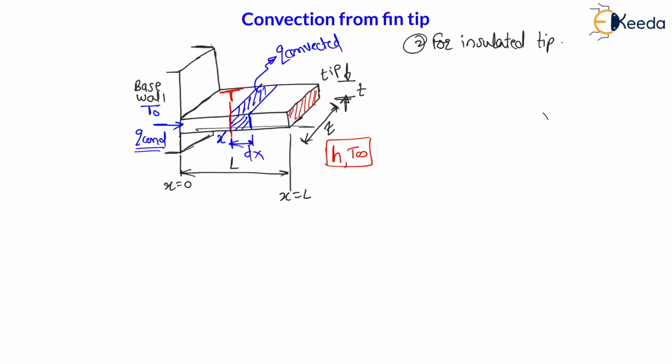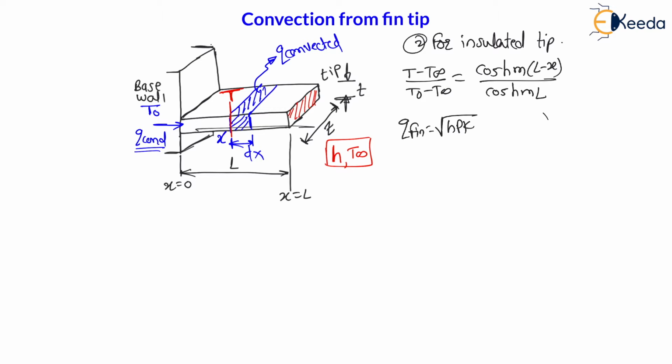For insulated tip, (T minus T infinity) divided by (T naught minus T infinity) will be equal to cosh m(L minus x) divided by cosh mL. That expression we have seen, as well as the heat transfer through the fin will be equal to under root hPkA into (T naught minus T infinity) into tanh mL.